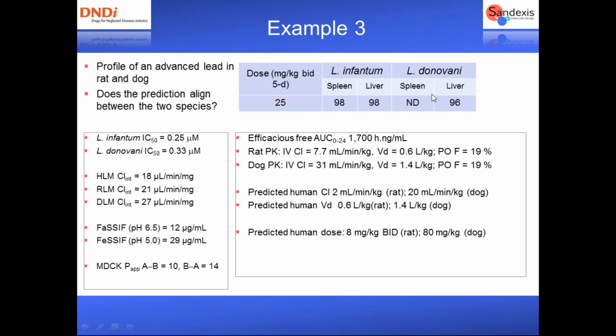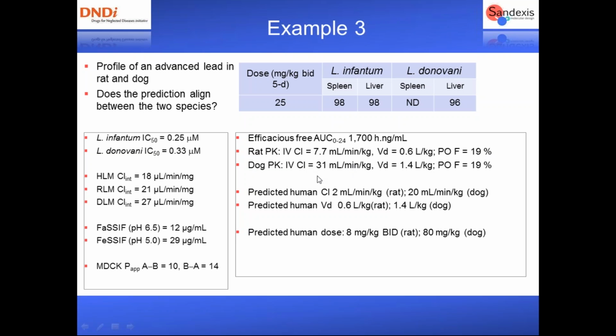It's efficacious, and in this particular case, this is a key number, an efficacious AUC of around 1700 hours nanogram per mil. And what we find though, when we take this compound in vivo, we see quite different effects in rat and dog. So clearance in rat is relatively low compared to liver blood flow. It's around 10 to 15%. Quite low bioavailability, which again might be driven by the moderate solubility.